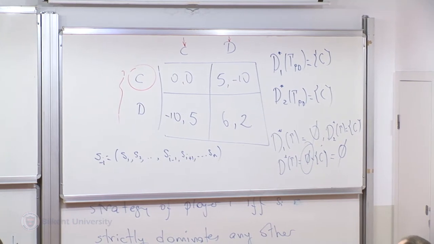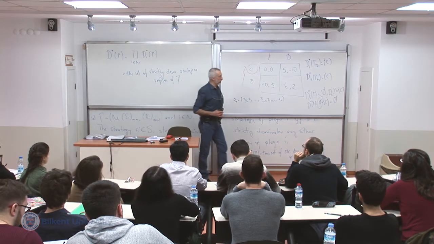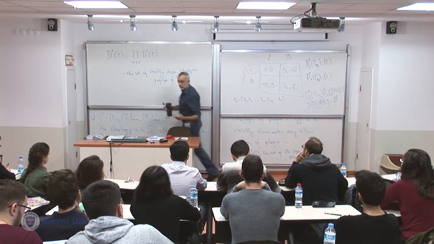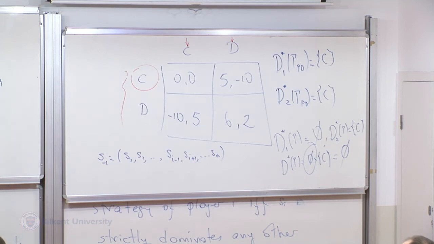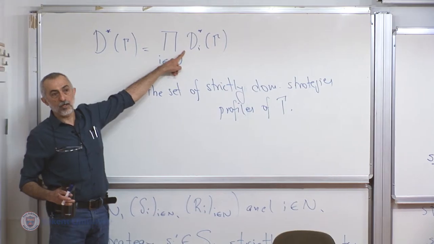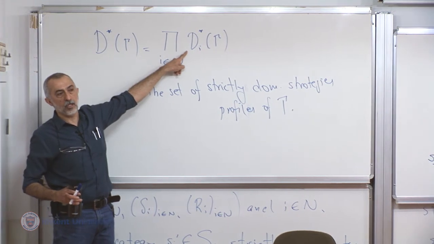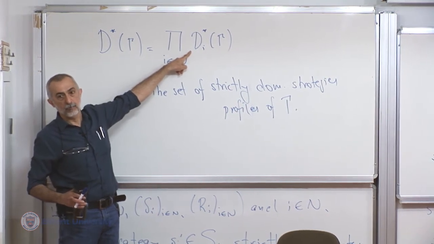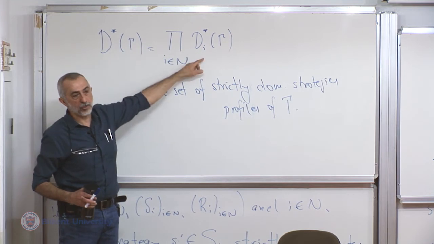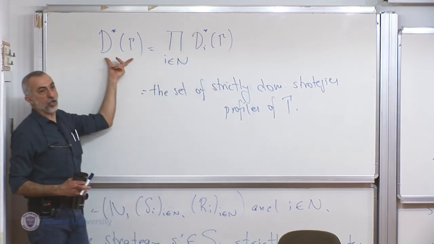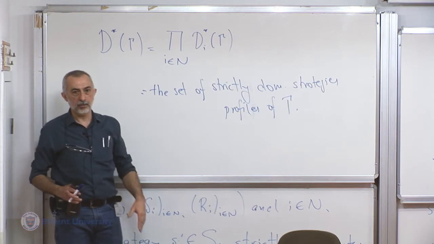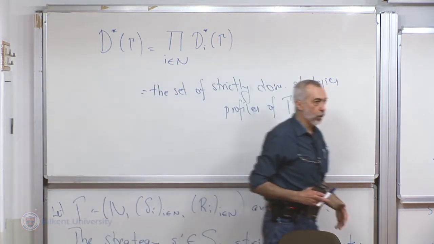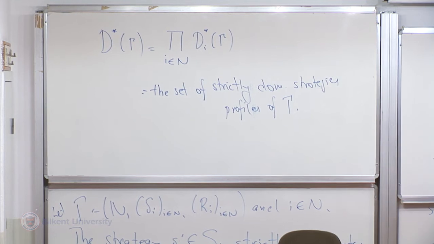Okay. So let's go back to the question. At most, how many strictly dominant strategy profiles can a game have? By the way, this question actually boils down to, at most, how many strictly dominant strategies can a player have? Because you're taking the Cartesian product, the number of elements in this set will depend on the number of elements in these individual sets. So that's a simpler question. In any game, at most, how many strictly dominant strategies can a player have?